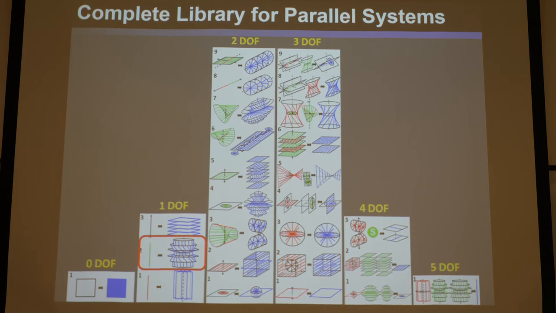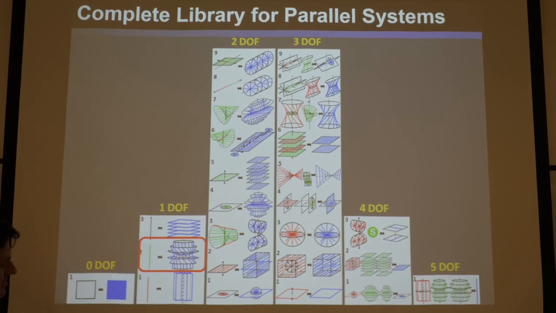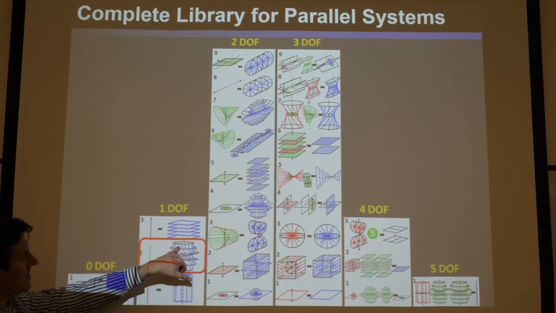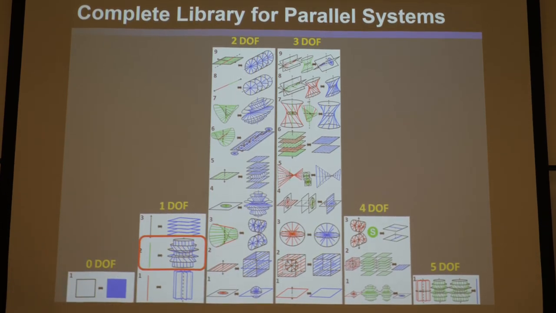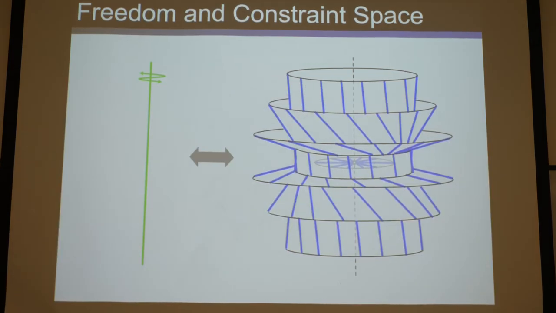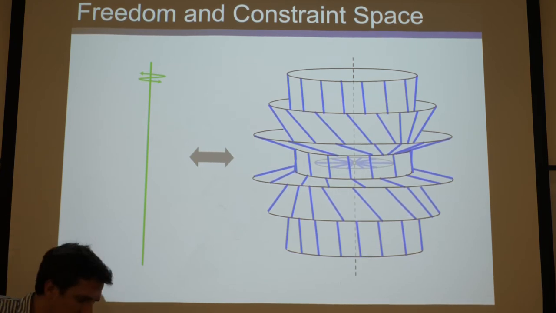You can see it has its own freedom space because it's a single degree of freedom, a screw. And its constraint space is this crazy guy here, which is basically a mathematical representation of P equals D tan theta, right? And I'll show you how. Let's zoom in on it. This is one of the most complex constraint spaces, obviously.